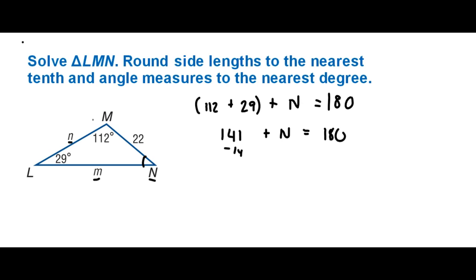And then when we subtract, n is going to be equal to 39 degrees. So this angle now we know is 39 degrees. Now that's going to help us find side m and side n.